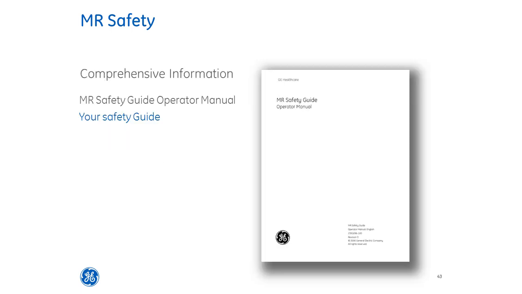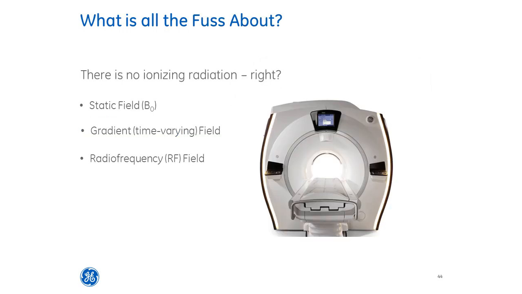Where do you get more information on MR safety? Every customer gets an updated copy of the MR Safety Guide Operator's Manual that's located within the Systems Operator Manual. This is located on each scanner. As we conclude this training, you will now appreciate what's all the fuss about when it comes to MR safety. While there is no ionizing radiation, there are significant safety concerns when it comes to MR imaging with regards to the static magnetic field, the gradient field, and the RF field.